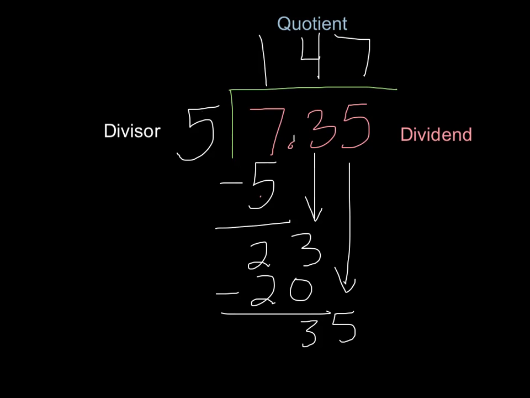Our decimal goes straight up into the quotient. It doesn't move from side to side. It does not change place value.